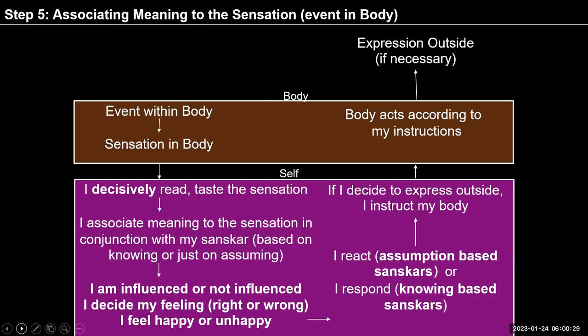So when we are asking, what is the basis of this association of meaning to the information that I receive from the body? Is it right understanding or some assumption? There we try to contemplate, how can I categorize this as right understanding or this as assumption? This is something that we had been doing in step 5 of exercise 1 also.